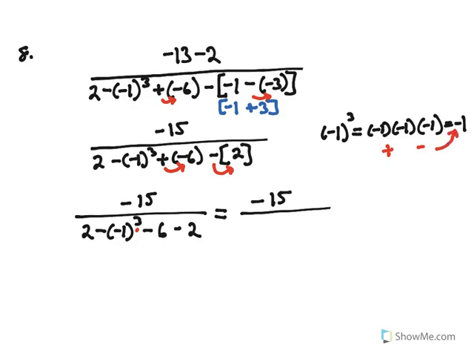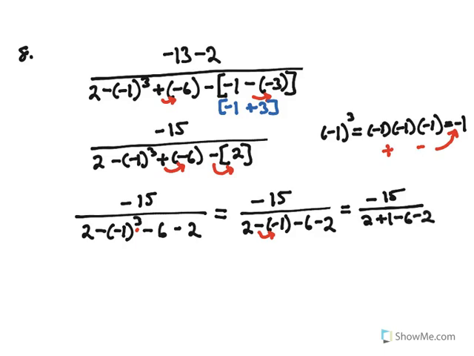All right, so this is going to read 2 minus negative 1 minus 6 minus 2. Okay, so negative 1 cubed is still negative 1, which is why I still keep the parentheses to separate this outer negative, and then I'm going to multiply the two together. Okay, so that's going to be negative 15 all over negative and a negative is positive, that's 2 plus 1. Now minus 6 and minus 2.